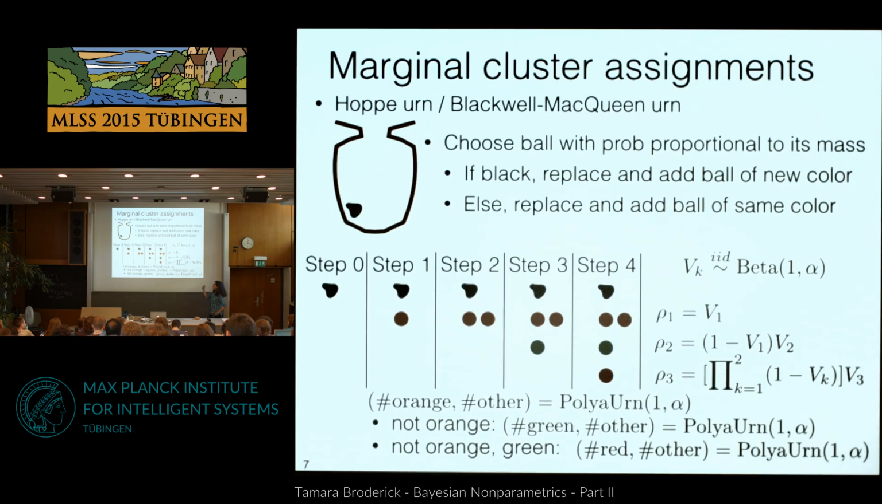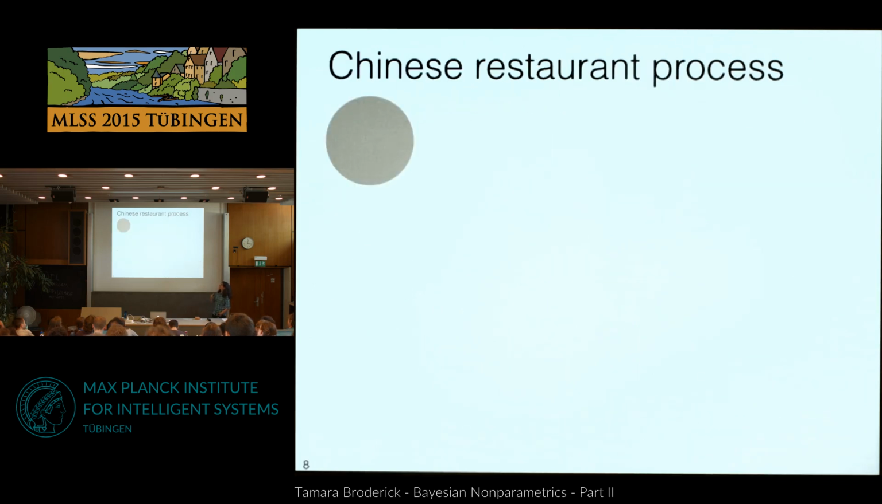This gives us the marginal distribution of those cluster assignments. There's another name for this urn that you may have heard in your machine learning livelihoods, and it's called the Chinese restaurant process. This is exactly the same thing we just did, but I'm going to rephrase it in terms of a culinary metaphor.